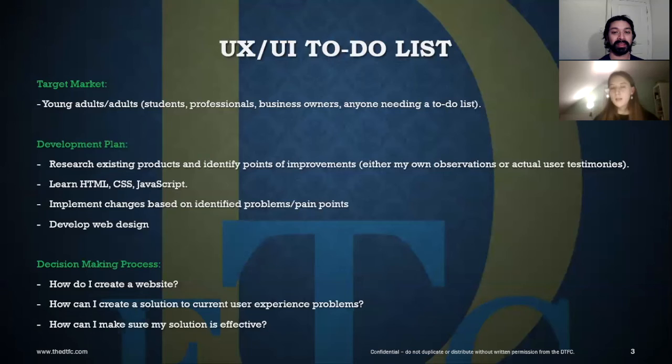I can definitely see different ways that a to-do list can be made to be more beneficial depending on the exact person, like a student or professional. So potentially that could be something that I incorporate into my solution if I find that is necessary.